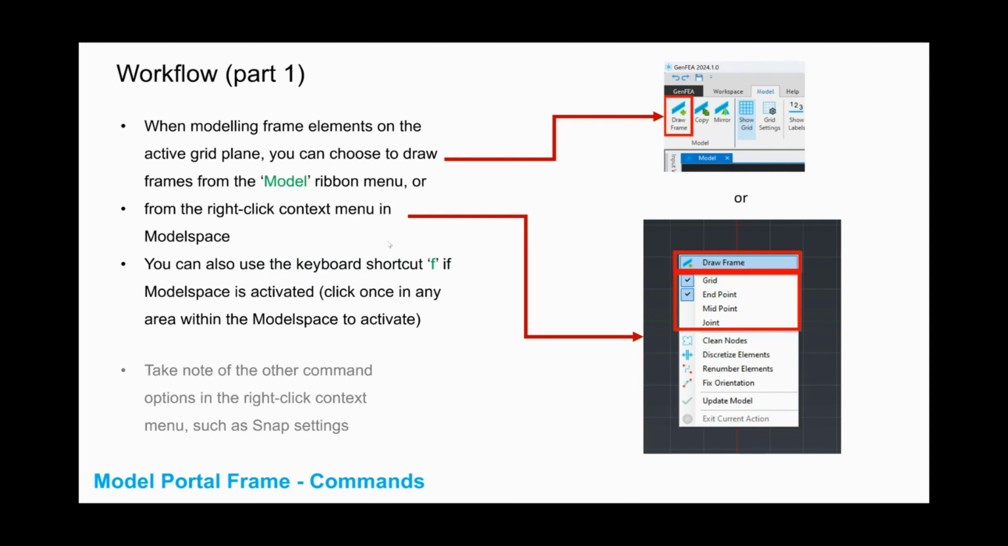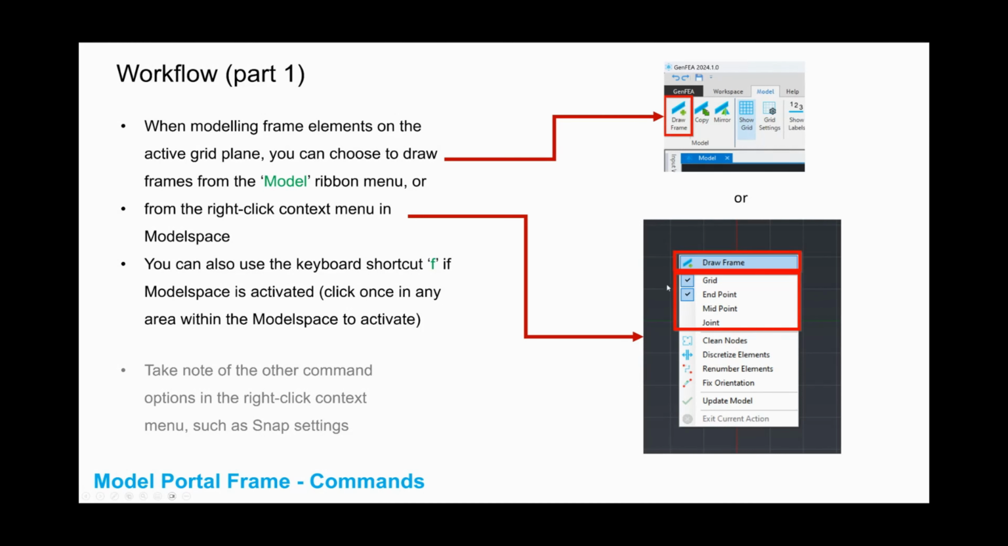So let's look at starting to model our portal frame structure. In GenFEA, when adding frame elements in model space, you can do this by selecting the Draw Frame tool from the Model Ribbon tab, or by right-clicking in model space and from the contextual ribbon selecting Draw Frame, or you can use the keyboard shortcut F as long as model space is activated. That means clicking anywhere inside model space to make sure it's the active workspace or the active control.